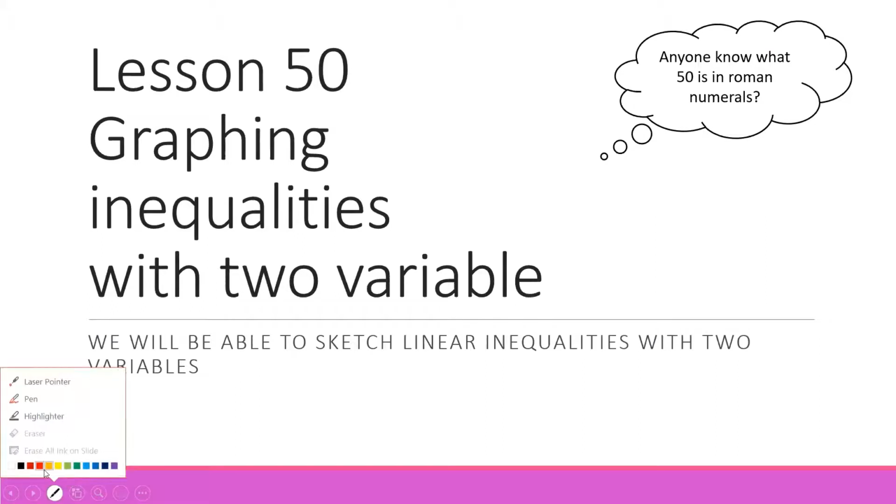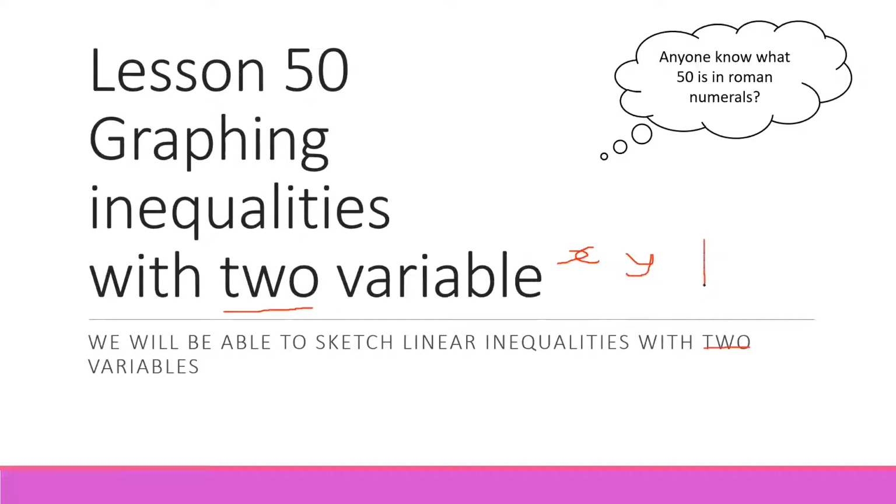The main difference between this and the last lesson is we're looking at two variables. So not just one. That means we're using X and we're using Y. That means our lines are no longer going to be straight. We may start getting lines like this.